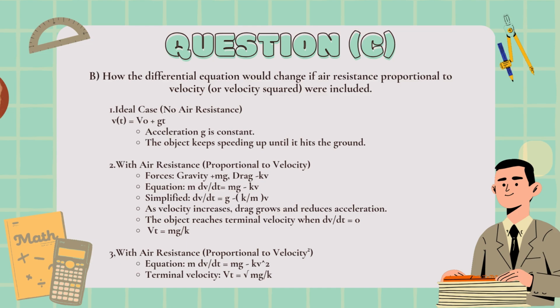When drag is proportional to velocity, the equation becomes m dv/dt equals mg minus kv. As the object speeds up, the drag will increase and it will slow down the acceleration. Eventually, it reaches a constant speed called terminal velocity, where vt equals mg per k. If drag is proportional to velocity squared, the terminal velocity becomes vt equals the square root of mg per k. So, the air resistance will make acceleration non-constant and the object no longer speeds up forever.